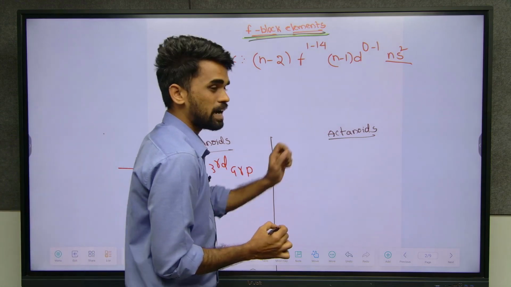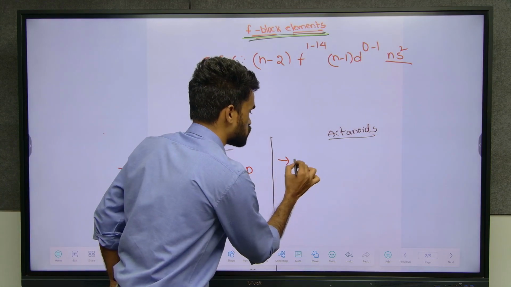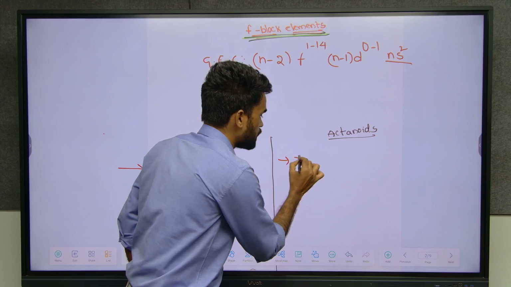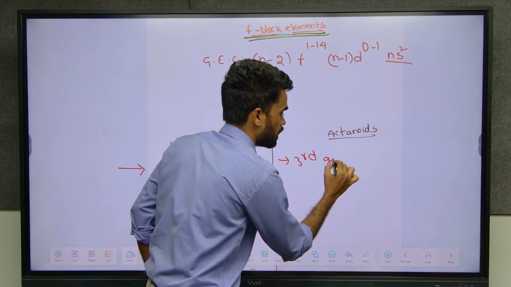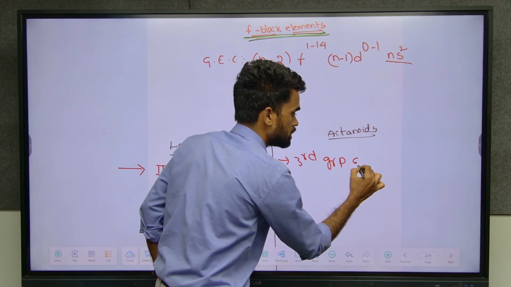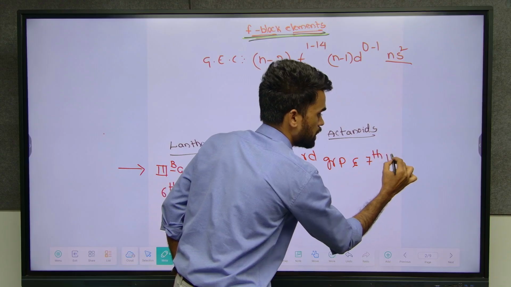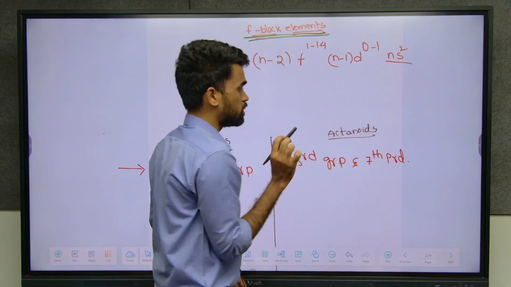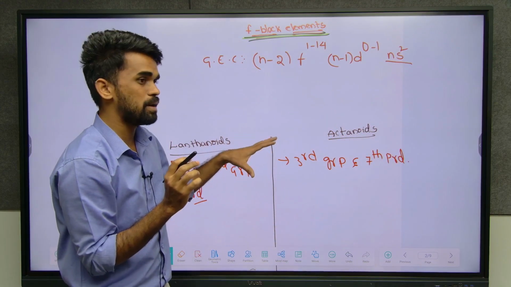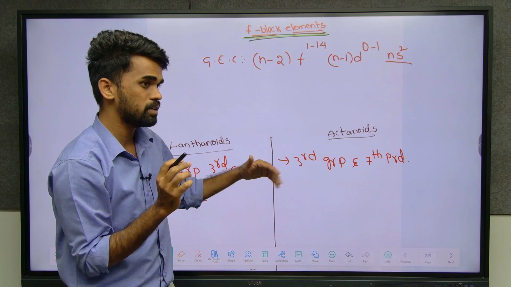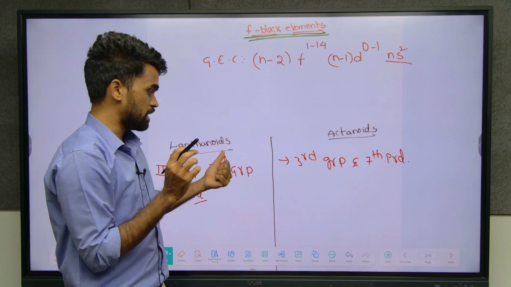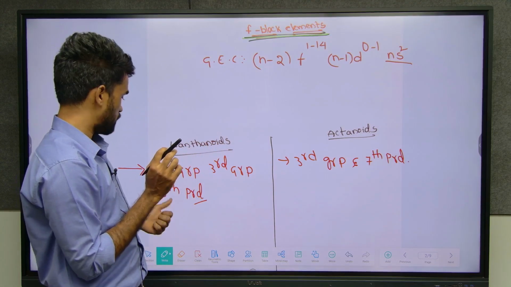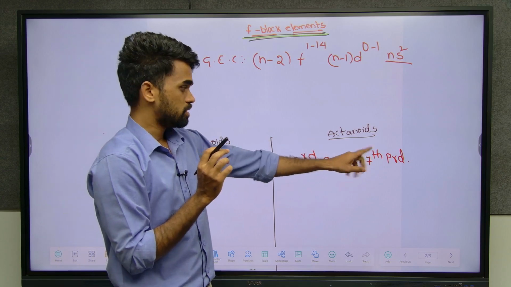Now what about actinides? These also belong to third B group and seventh period. This is the first thing. So it means all F block elements belong to the same group. What is that group number? Third. And lanthanides belong to sixth period, actinides to seventh period.